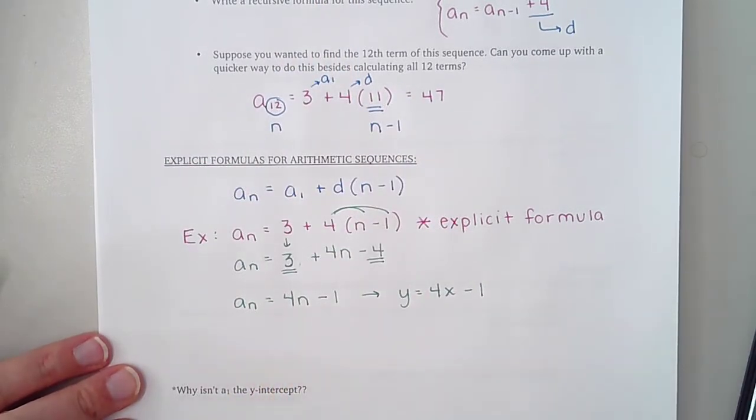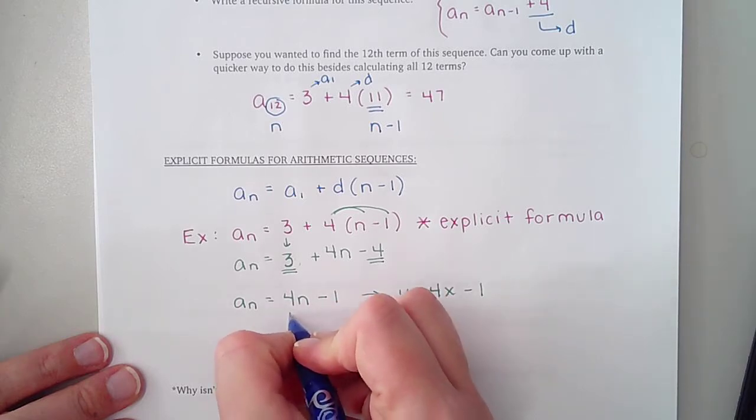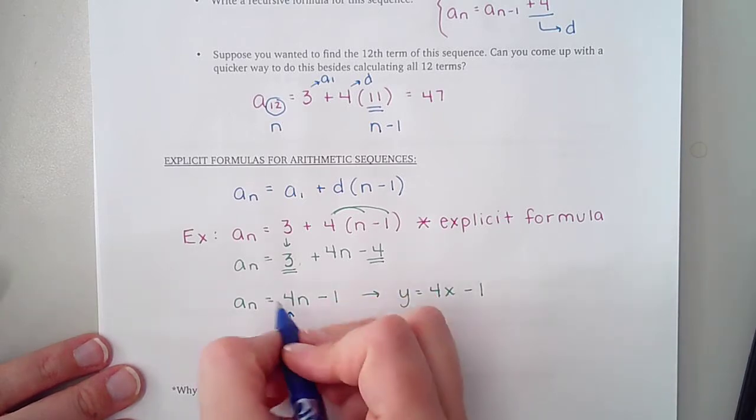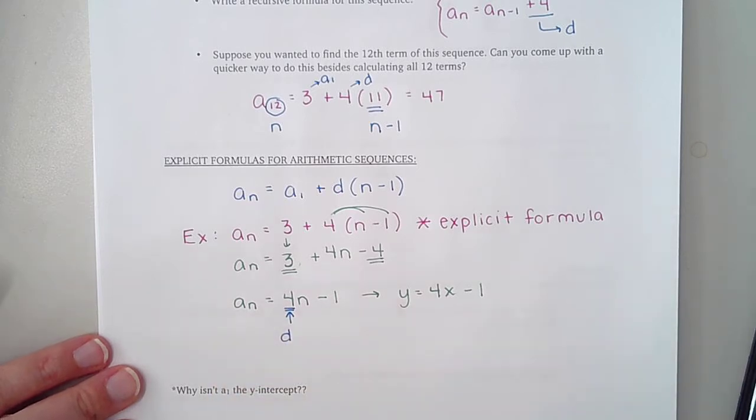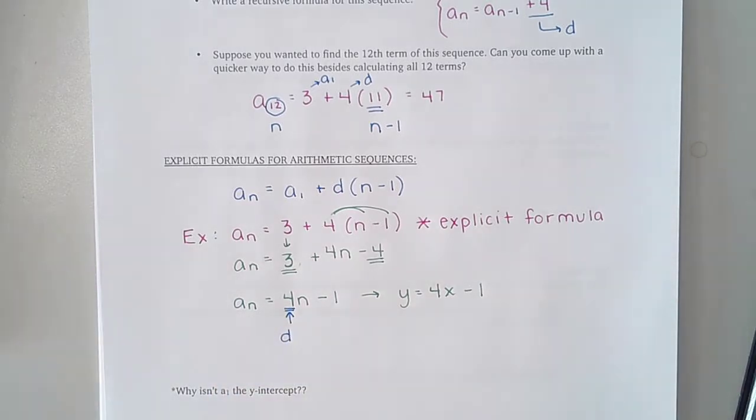And so what I really want you to pick up on here is that this slope number, the number that we would normally call our slope, that's your d value. Slope is always, because if you think about it, slope is your constant difference. Slope is your rate of change. It's what are you changing by constantly.